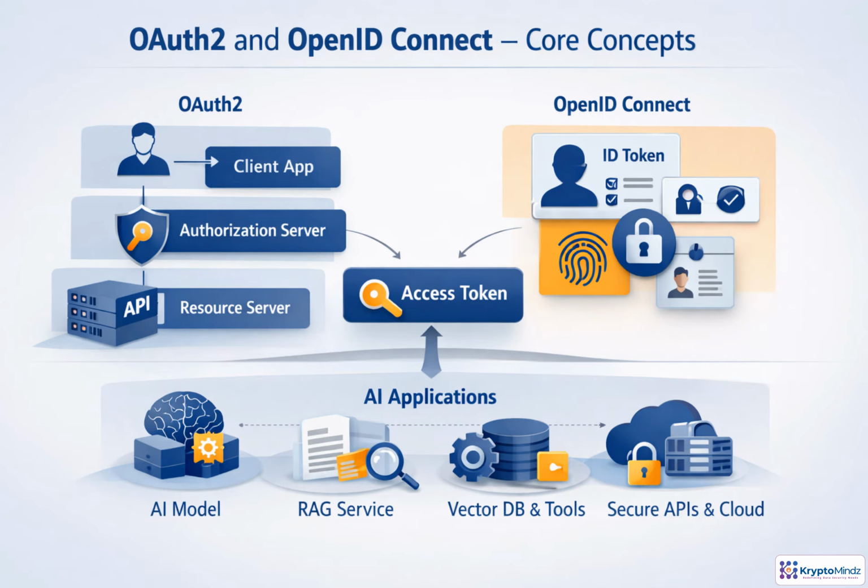Think of OAuth2 as delegated permission. A user allows an app to call an API, but only within approved scopes carried in an access token. OpenID Connect builds on OAuth2 by adding proof of who the user is through an ID token with identity claims. In AI systems, these tokens can control access to models, RAG services, vector stores, and internal tools. Validation is critical. Issuer, audience, expiry, signature, and scopes must all be checked.